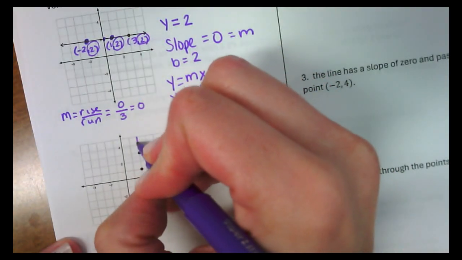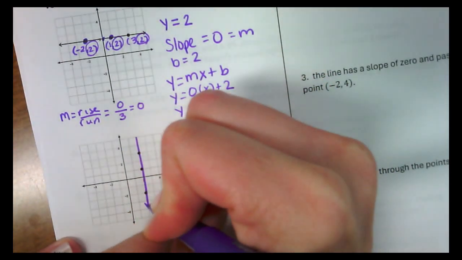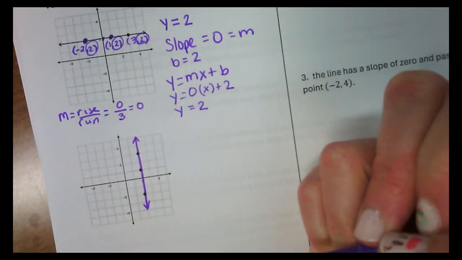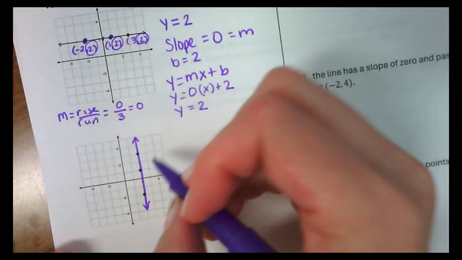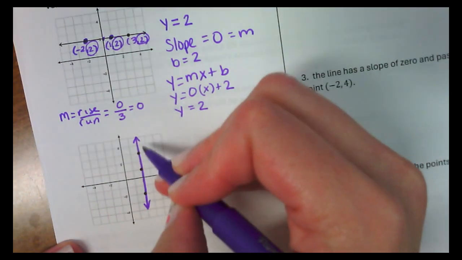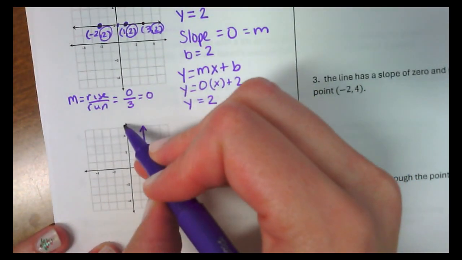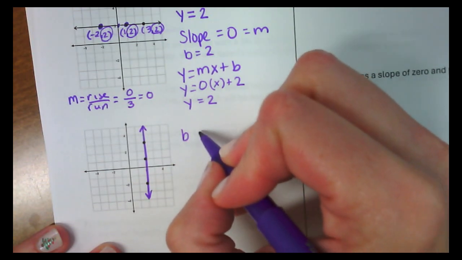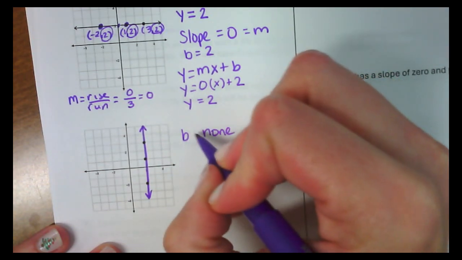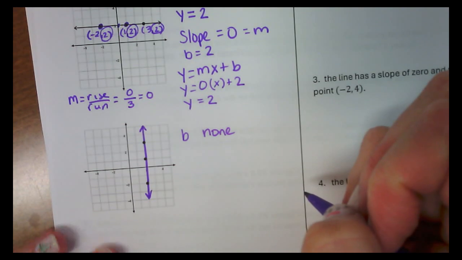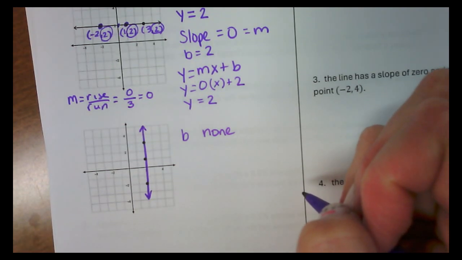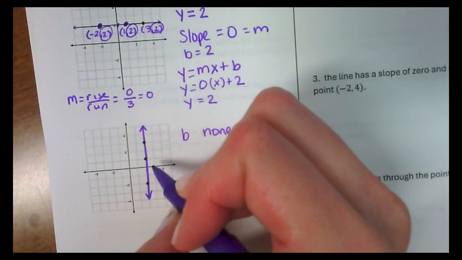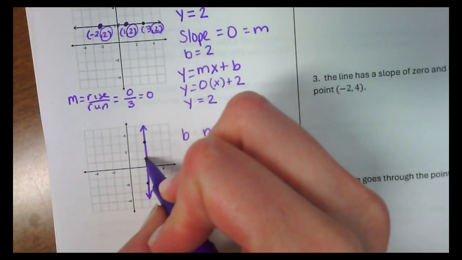For this next one, I need you guys to make a line through these points. Okay. This line goes straight up and down. It's vertical. It is not ever going to touch the y-axis. So for my b value, there's no b value. Okay, no b value.